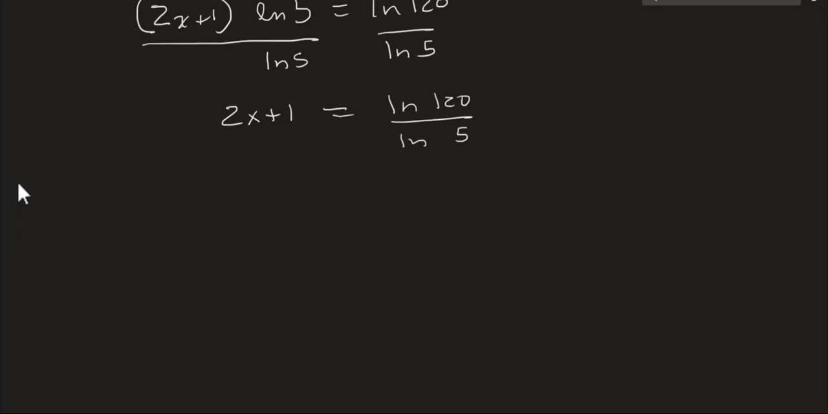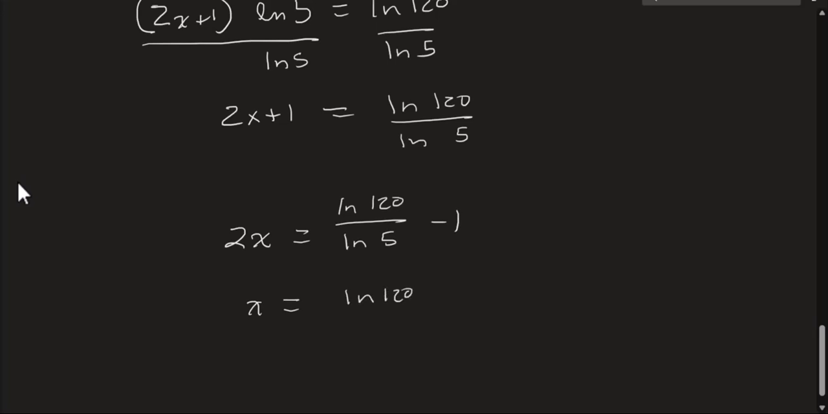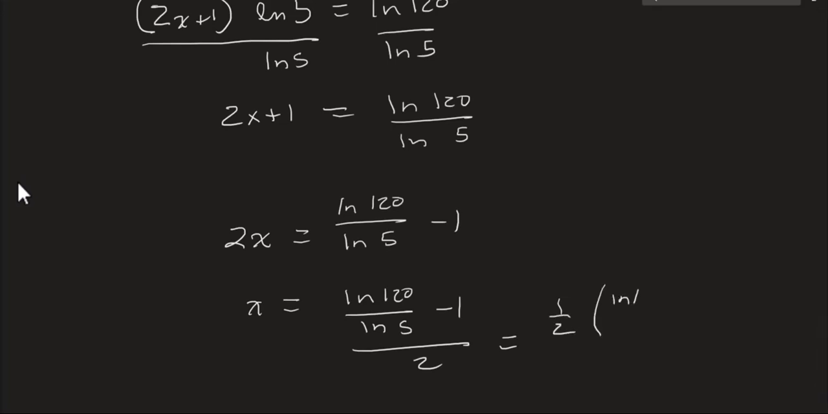And then I'll subtract 1 from both sides. So I get the natural log of 120 over the natural log of 5 minus 1. And then I'll divide everything by 2. So I have the natural log of 120 divided by the natural log of 5 minus 1 all over 2. That's a bit cumbersome, so you might write 1/2 times the natural log of 120 over the natural log of 5 minus 1. It's another way to write it.